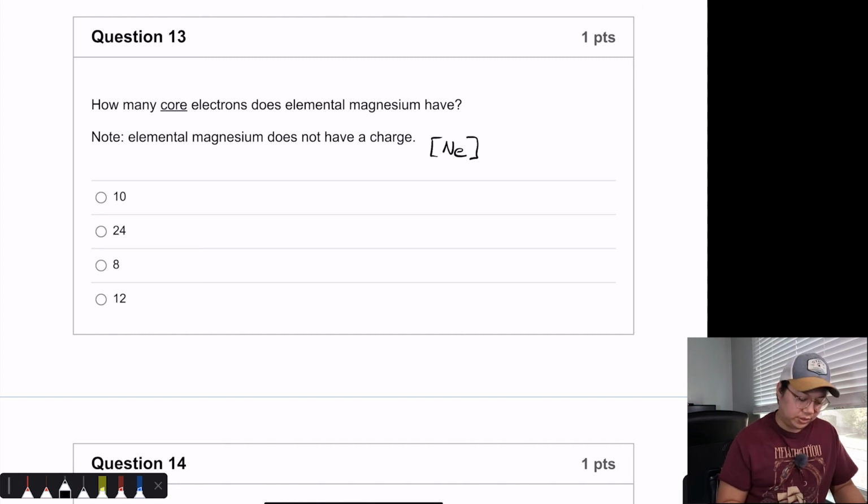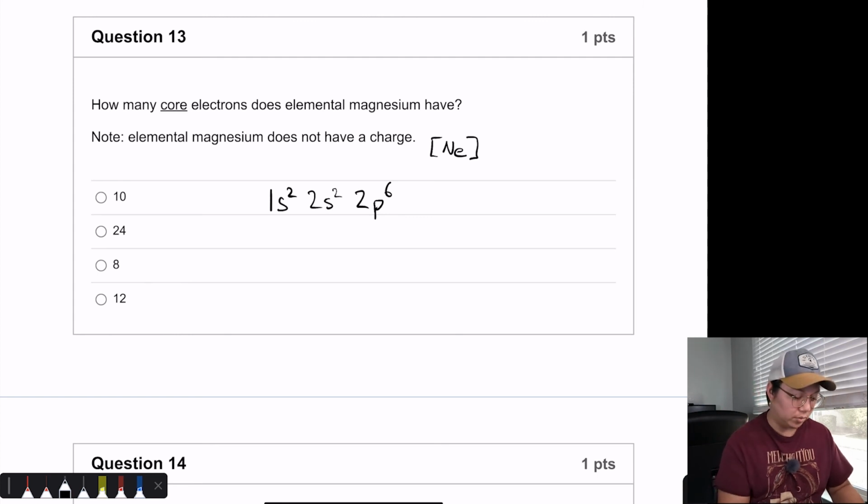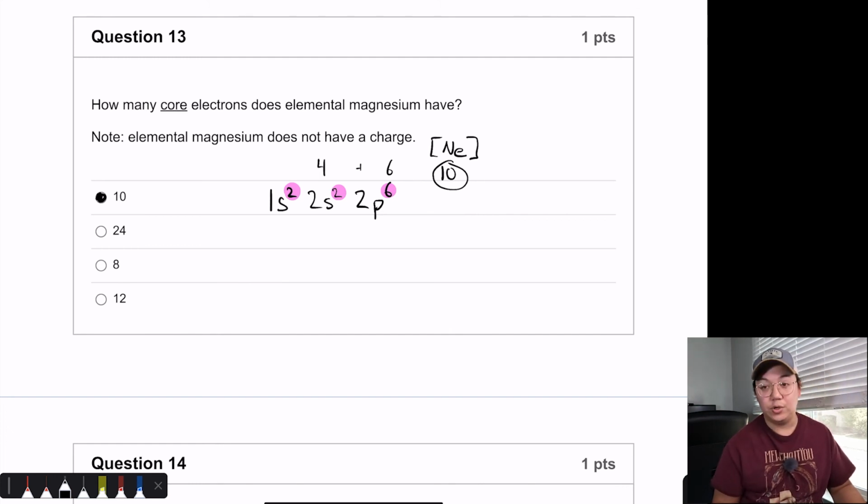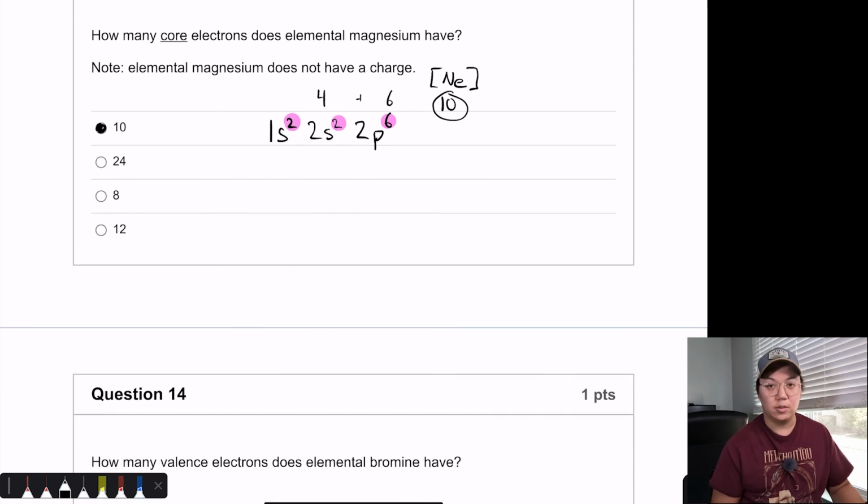I'll write out the electron configuration here. So we have 1s2, 2s2, 2p6. So the number of electrons in each of these orbitals is denoted in this superscript. So we can add all of those superscripts together. So 2 plus 2 is 4. And then 4 plus 6 is 10. So magnesium has 10 core electrons. And it also has 2 valence electrons.